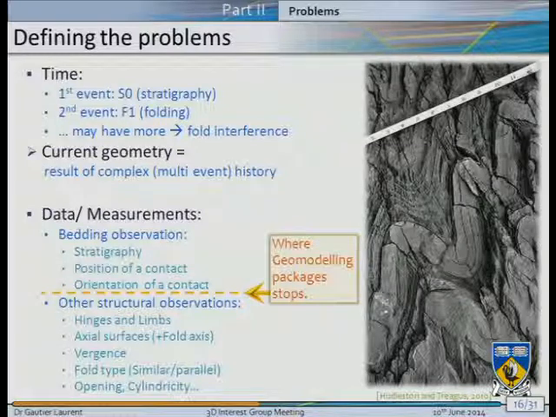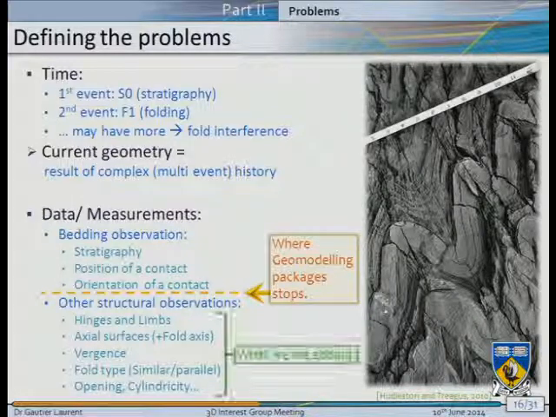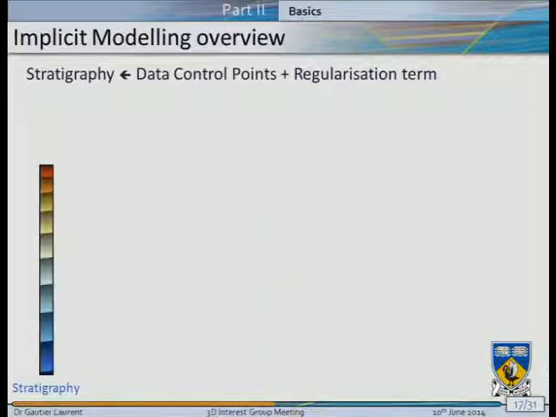And actually most of the geomodelling package, I think generally stop here because these constraints are not fully taken into account. There are some things about axial surfaces and fold axis, but it's probably not enough yet. So what we are trying to add here is all these constraints.